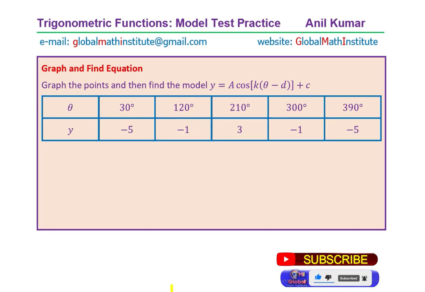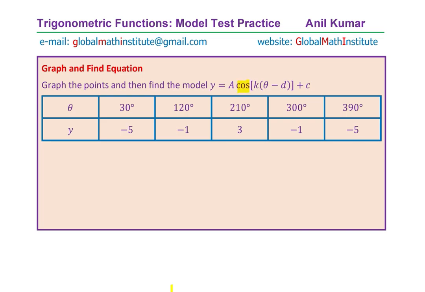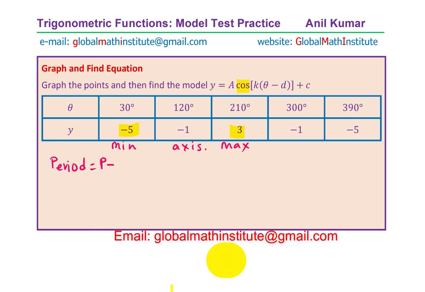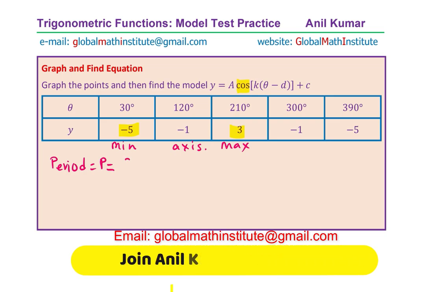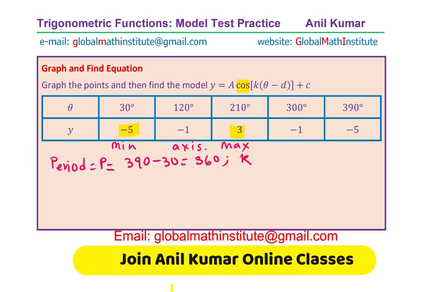Let's take up the next example, where we have a wave which you need to write as a cosine function. As you can see, the minimum value is minus 5, and the maximum is 3. So let's identify. This is your minimum value, and that is your maximum value. This is the axis. So what is the period? Period P is equal to 390 minus 30, which is 360. That gives you the k value as 360 divided by 360, which is 1.